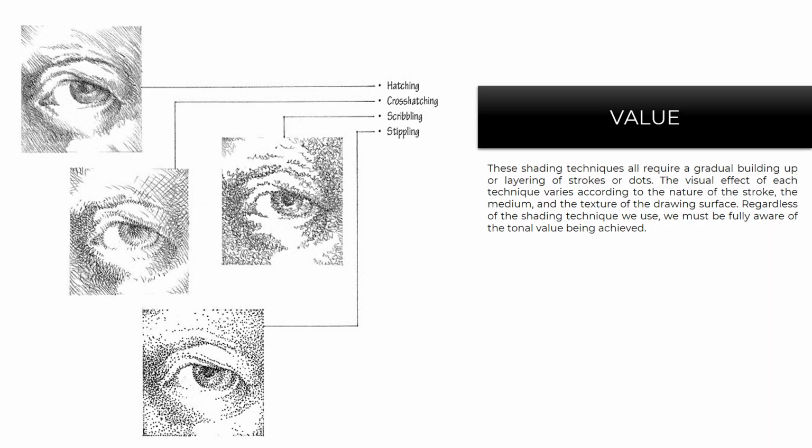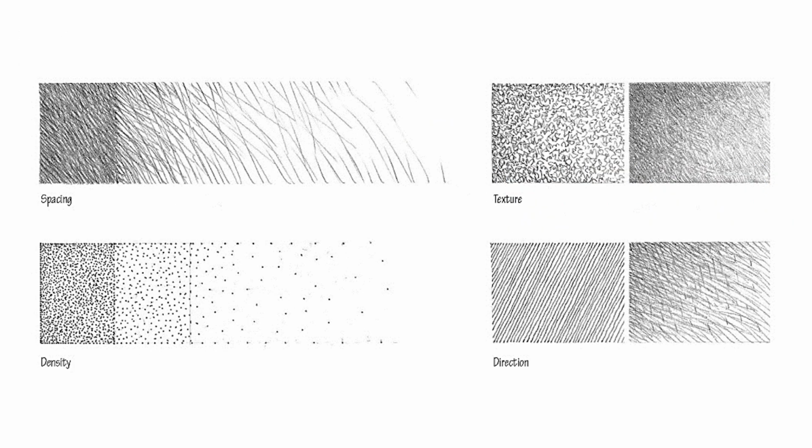Value. This shading technique all requires a gradual building up or layering of stroke or dot. Shading starts with creating lines and then you build it up. The visual effect of each technique varies according to the nature of the stroke. So we have 4 variations of shading technique, namely hatching, cross-hatching, scribbling, and stippling. So what are those? In here, you can see how lines create texture and variation. So we have the texture, the spacing, the density, and the direction.